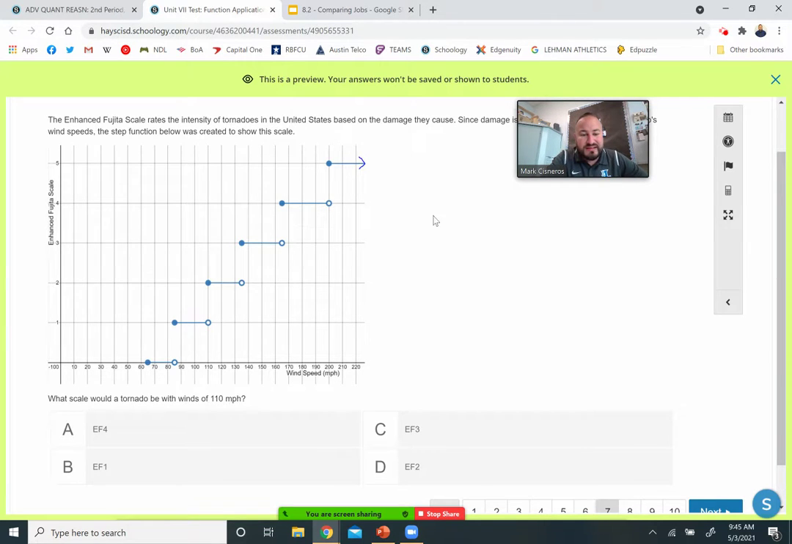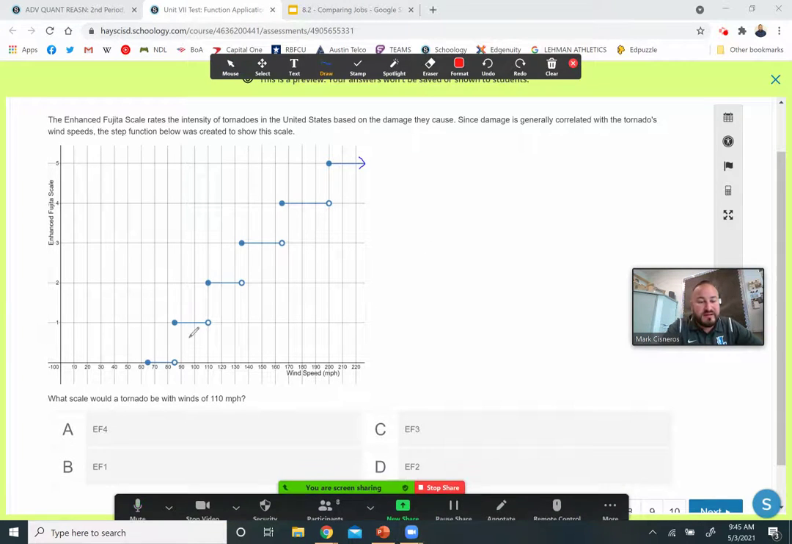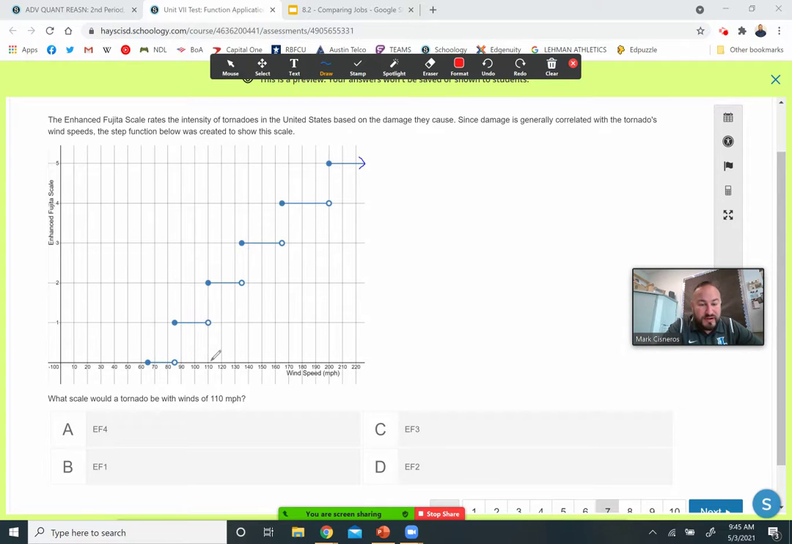This is a step function for the tornado scale in the U.S. I'm sure you have heard of F1, F2, F3, F4, F5 tornadoes. This one is asking what scale a tornado would be at 110 miles an hour. If you go up to 110, you see this dot first, but what does an open dot mean? It's anything after or before, so it can't include that open dot, so I have to keep going. There is the closed dot on the EF2, so that's the correct answer.